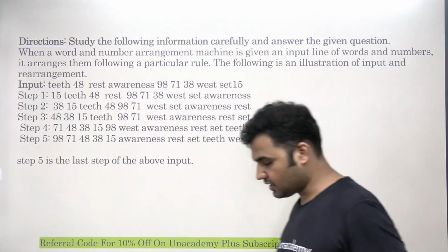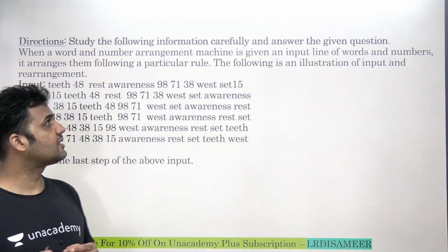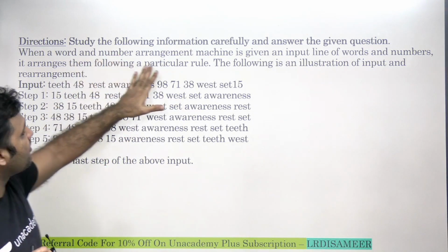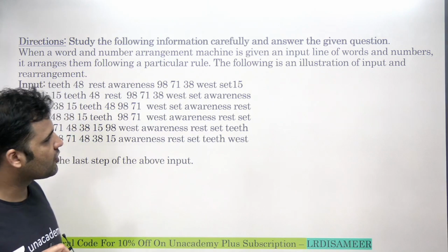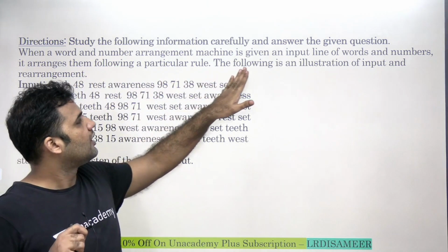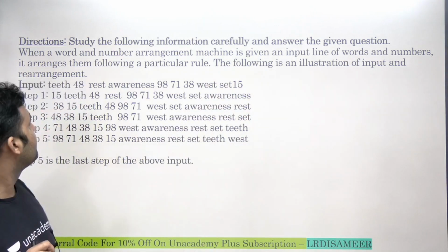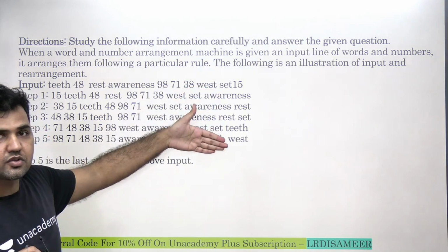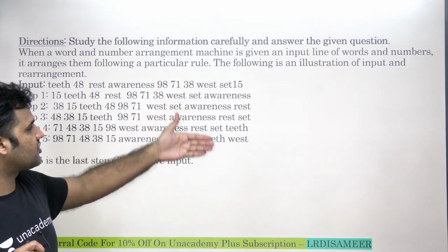The set I will be discussing, and here you see that in this particular set, the question says, when a word and a number arrangement machine is given an input line of words and numbers, it arranges them following a particular rule. The following is an illustration of input and output arrangement. This is the input, right? So these are the rules that we are supposed to observe step by step.